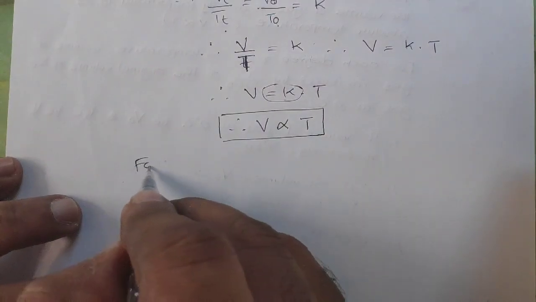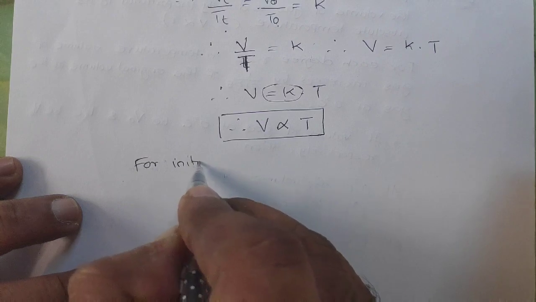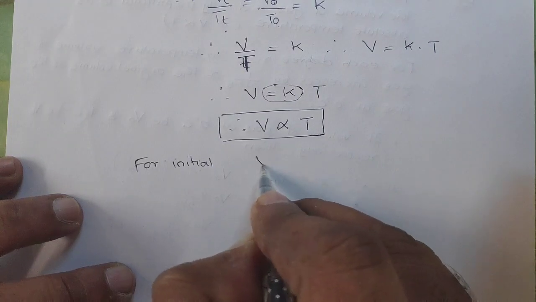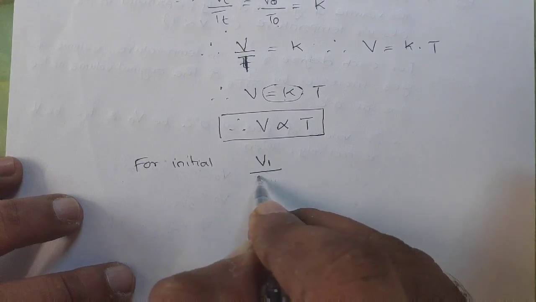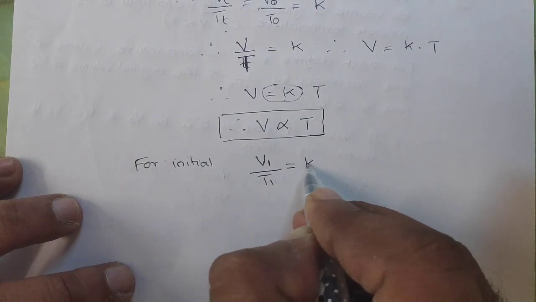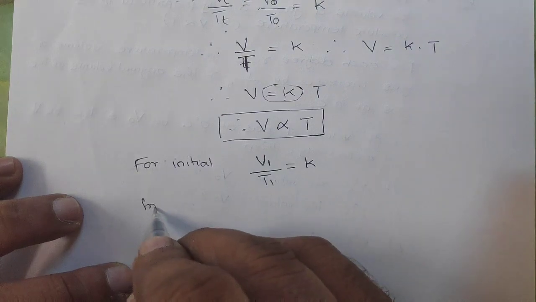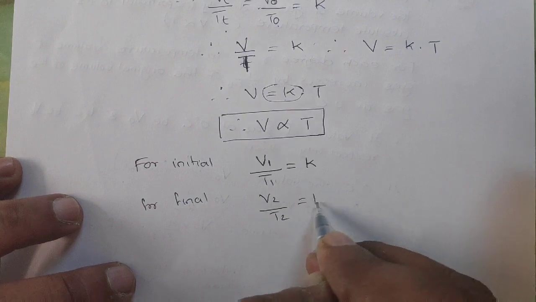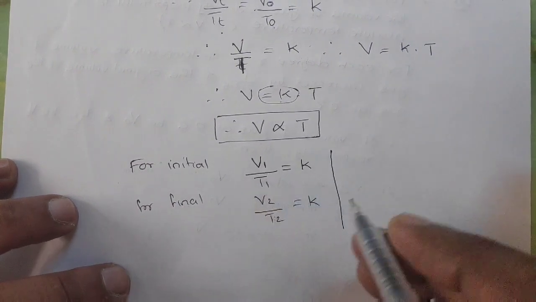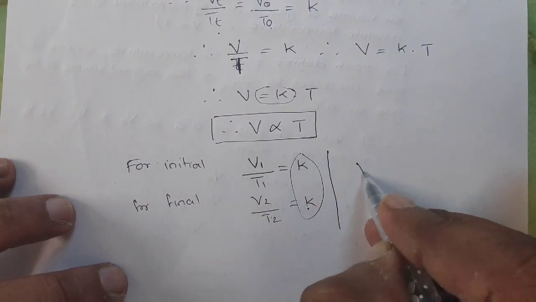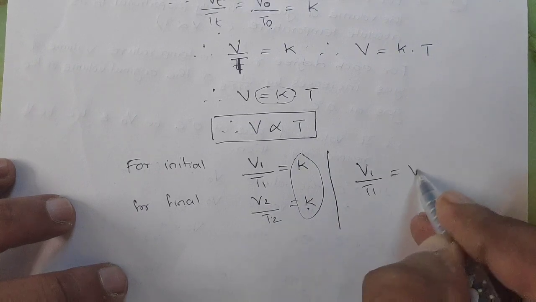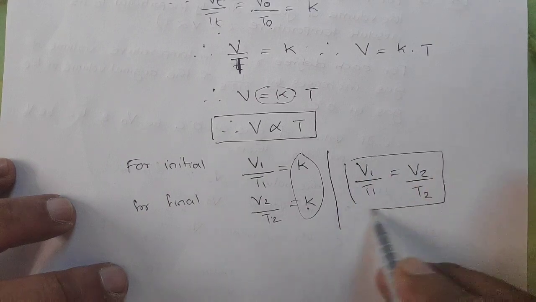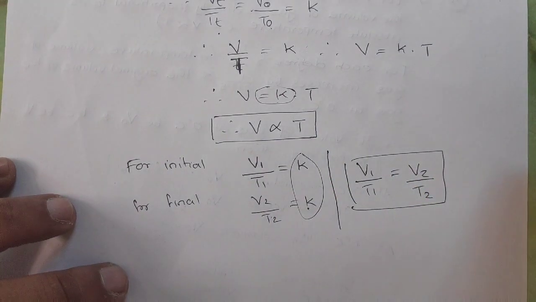Now for the initial stage, suppose the volume is V1 and the temperature is T1, which is equal to K, as we have already seen. For the final stage, V2 upon T2 is equal to K. Correlating these two, both are constants, so we get V1 upon T1 is equal to V2 upon T2. Understood? So these are the two formulas you have to remember for Charles law.